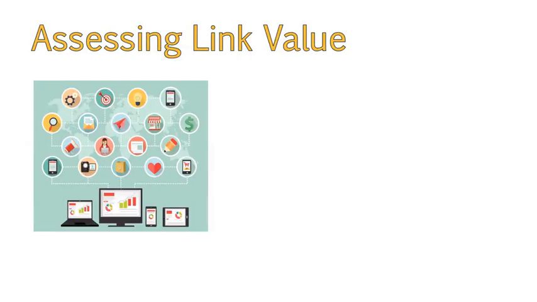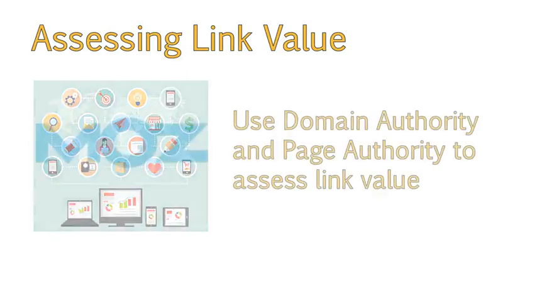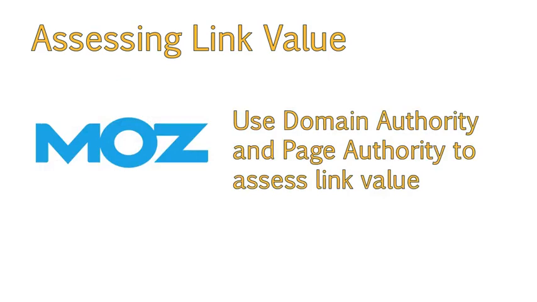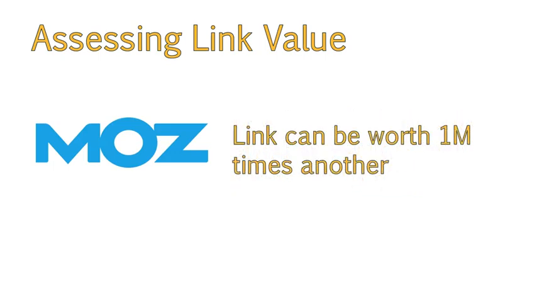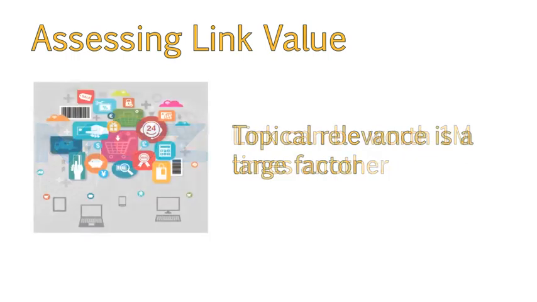So if you back up and try to have a way to think about how you would assess a link's value, here are some things to think about. First of all, I do like to use domain authority and page authority from Moz as one basic measure, but you can certainly use the Majestic and Ahrefs measurements as well. As I've said several times, keep in mind, one link can be worth 1,000,000 times another. That's going to be really important as we talk through content marketing. Topical relevance is also a very large factor. So the more relevant the link is, the better.